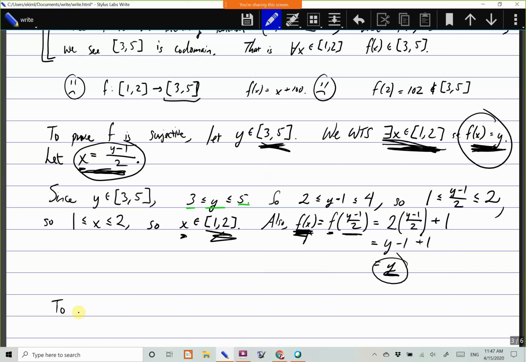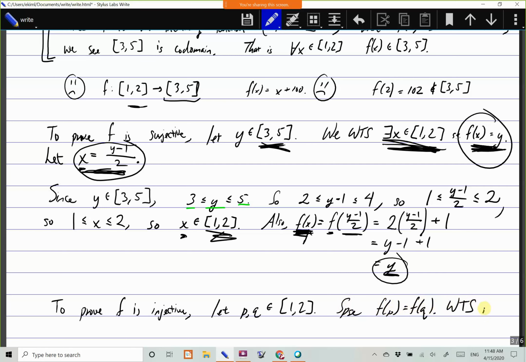To prove f is injective, I think injective is actually easier here. So remember the definition starts with two for alls. So we should let p and q belong to the domain. So what was the domain? It's up here. It's [1, 2]. And then remember that after the double for all, the definition of injective has an implication, and we are trying to prove this implication. So we should suppose that the outputs are the same, and we want to show that the inputs are the same.